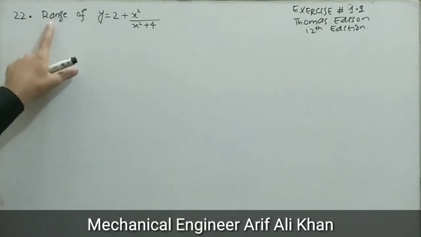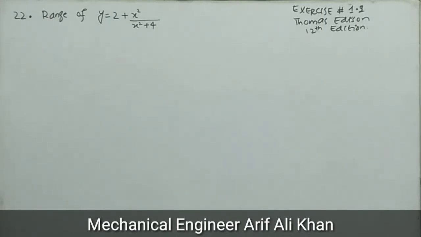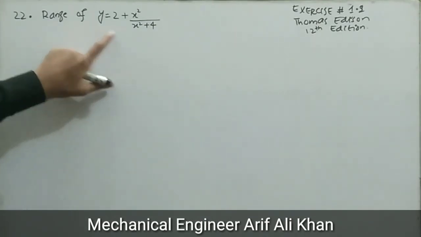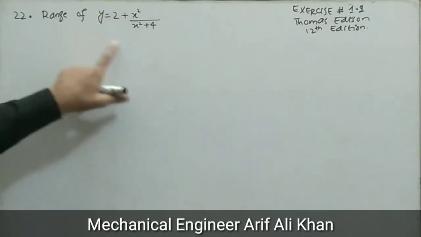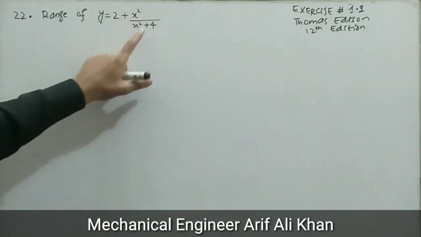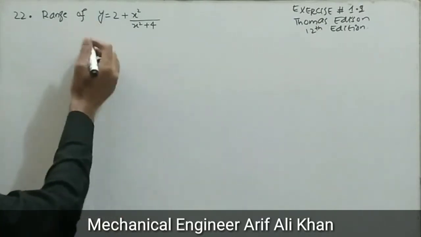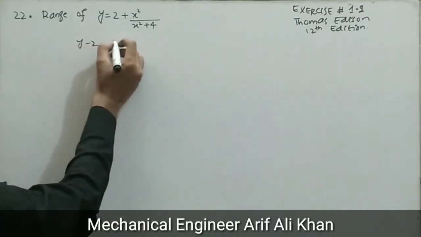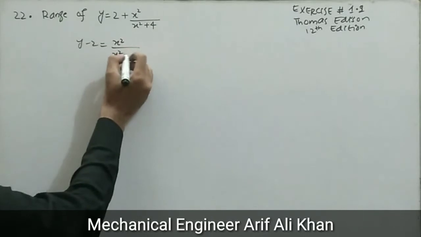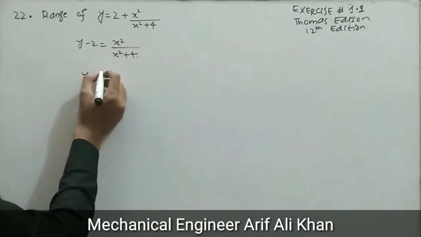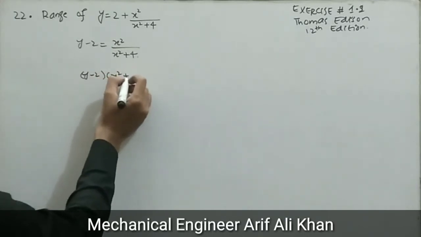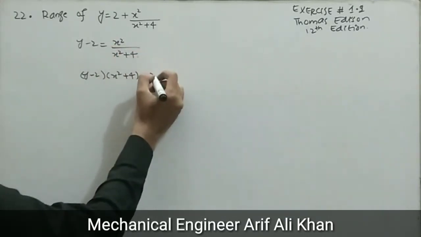So remember, range is actually those output values of the dependent variable for which the function is defined. Over here the dependent variable is y and the independent variable is x. So for the range, first we will write the given function in terms of y, that is x in terms of y. Shift 2 to this side, it becomes y minus 2 is equal to x square divided by x square plus 4. Now shift x square plus 4 to this side, it will multiply with y minus 2. So (y minus 2) into (x square plus 4) is equal to x square.